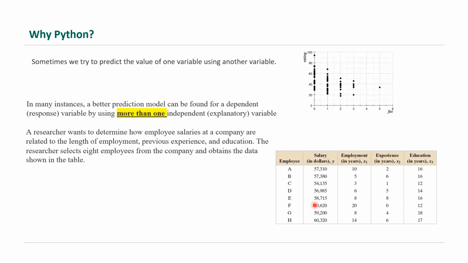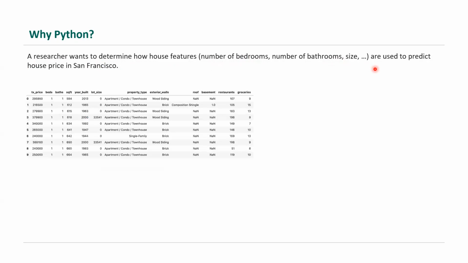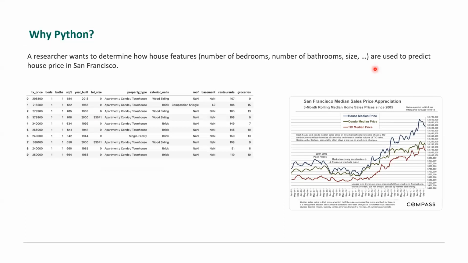You can easily use Python to compare these data. You can find the average of the salaries and visualize the data. Another example for you, a researcher wants to determine how house features like number of bedrooms, number of bathrooms, size, and so on are used to predict housing prices in San Francisco. We collect the data, we feed the data into Python, and it helps us to visualize these data, find the house median price, condominium price, and so on.